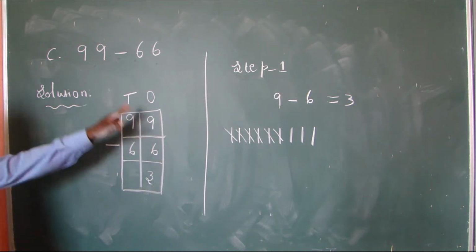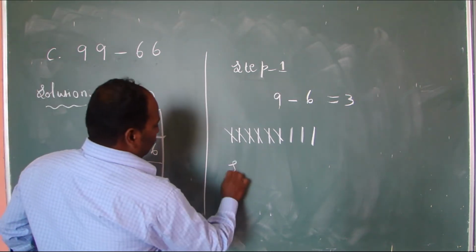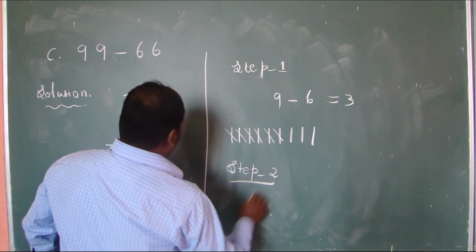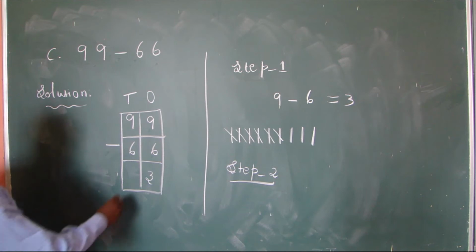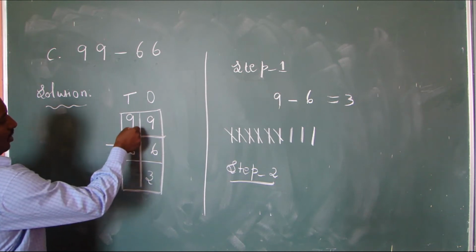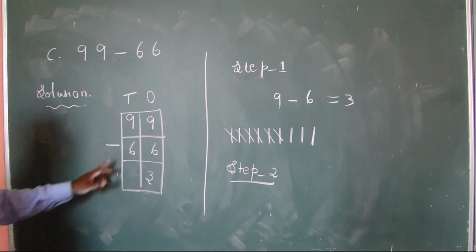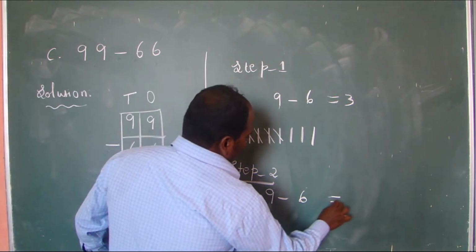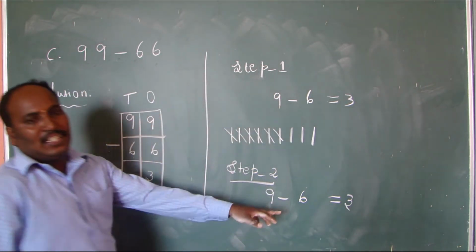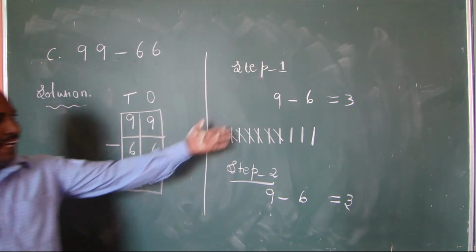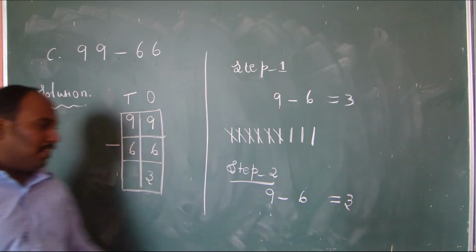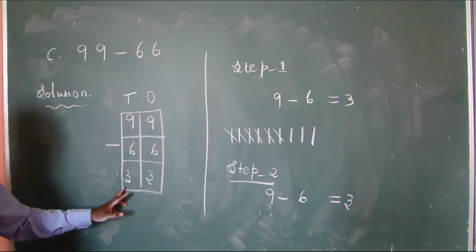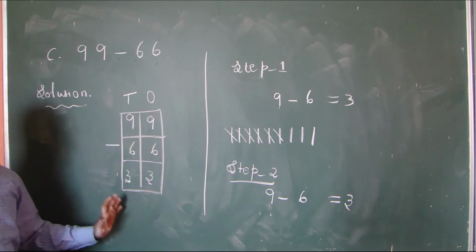Next we go to the tens place. Step 2. Our tens place is 9 minus 6. Already we know that 9 minus 6 is equal to 3. So our answer is 33, 3 tens and 3 ones. That means 33.